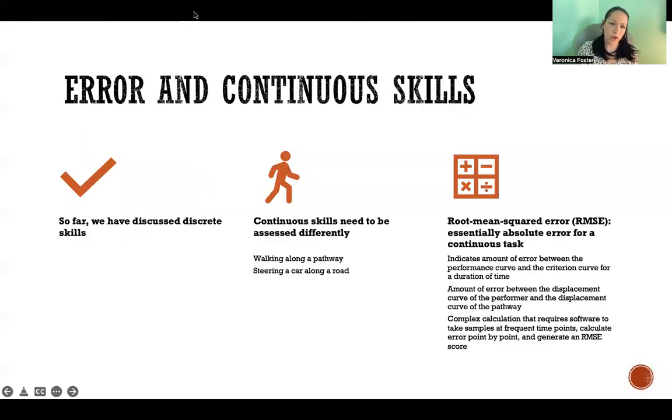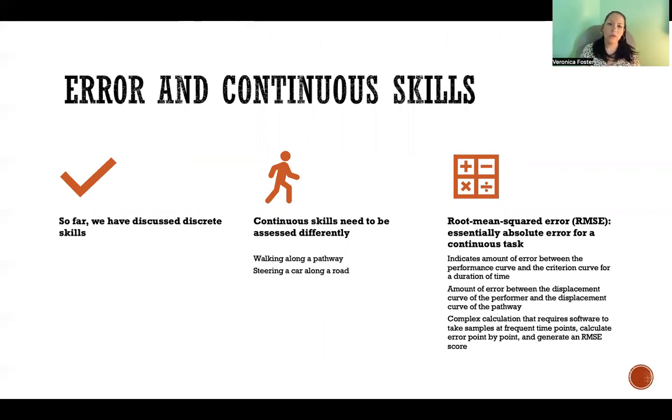All right, so everything we've talked about up until now in this video is about discrete skills. Continuous skills have to be a little bit different. So continuous skills in this context would be like walking, and the aim is to walk along a certain pathway or to steer a car along a road. Those are a couple examples.